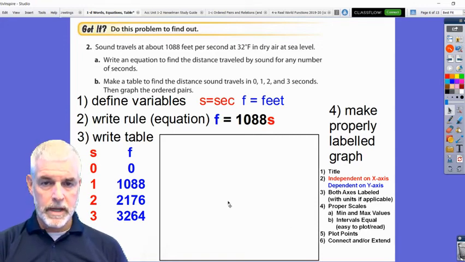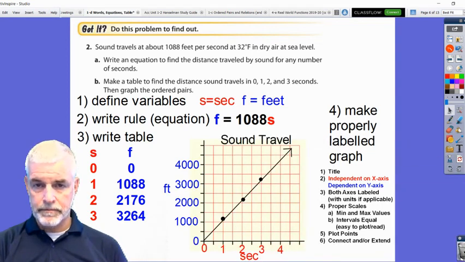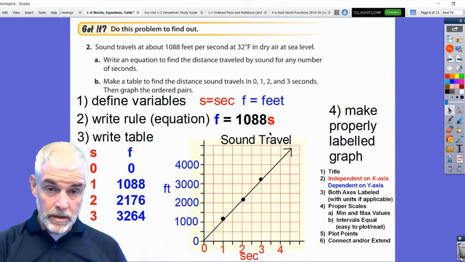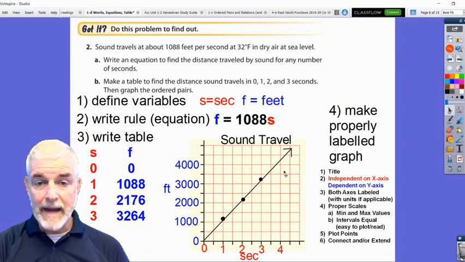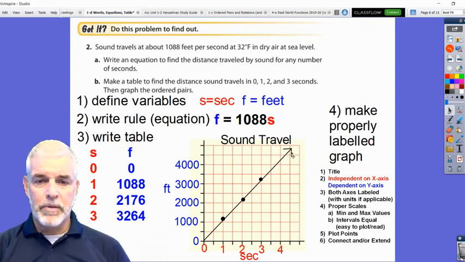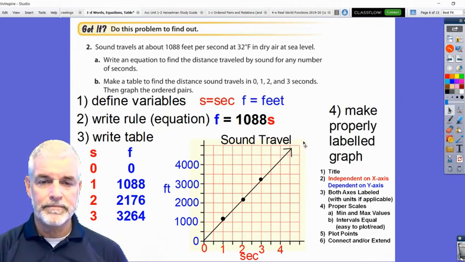So here is my completed graph. The title, seconds on the x-axis, feet on the y-axis, each block worth the same amount of things, right? So evenly spaced scale, labeled properly, and graph the points. So 1 second, 1,088 feet, 2 seconds, 2,176 feet. And obviously we're just estimating in between here. They don't have to be exact. I connected them with a line, put an arrow through there for later on. And that's what your graph should look like, okay?